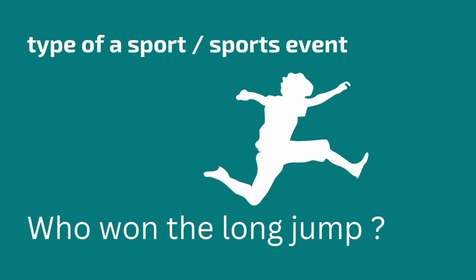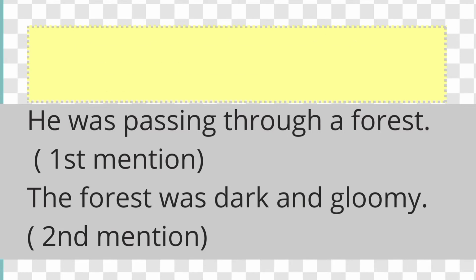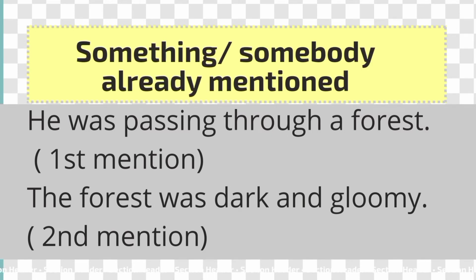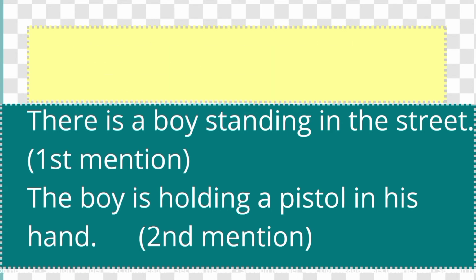The is used with the sport or sports event. For instance, who won the long jump? Or she swam up and down practicing the crawl. It's also used to give details about someone or something that you have already mentioned. For instance, he was passing through a forest. The forest was dark and gloomy. Similarly, there is a boy standing in the street. The boy is holding a pistol in his hand.